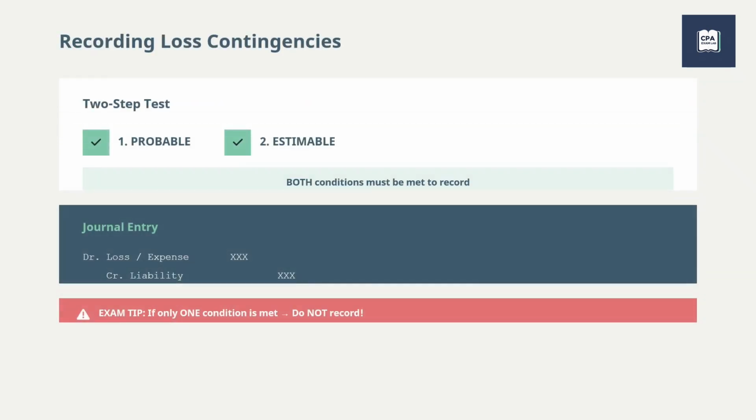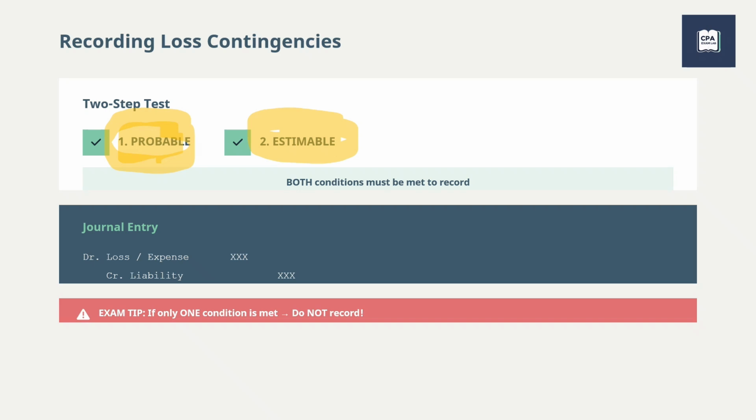When you record a loss contingency with a journal entry, there's a two-step test you need to apply. And we have two conditions. Number one, the loss must be probable. And number two, it must be estimable. So what does it mean? Sometimes in the exam they give you a loss contingency that is probable, but they don't give you an estimate, or they give you an estimate, but they do not give you anything for the first step.